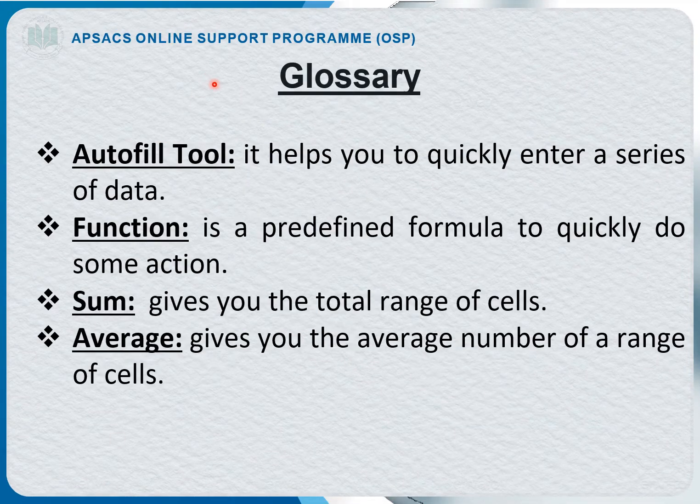Now let's look at some fundamental terms. Number one, the autofill tool. It helps you to quickly enter a series of data. Function is a predefined formula to quickly do some action. Sum gives you the total of a range of cells. Average gives you the average number of a range of cells.